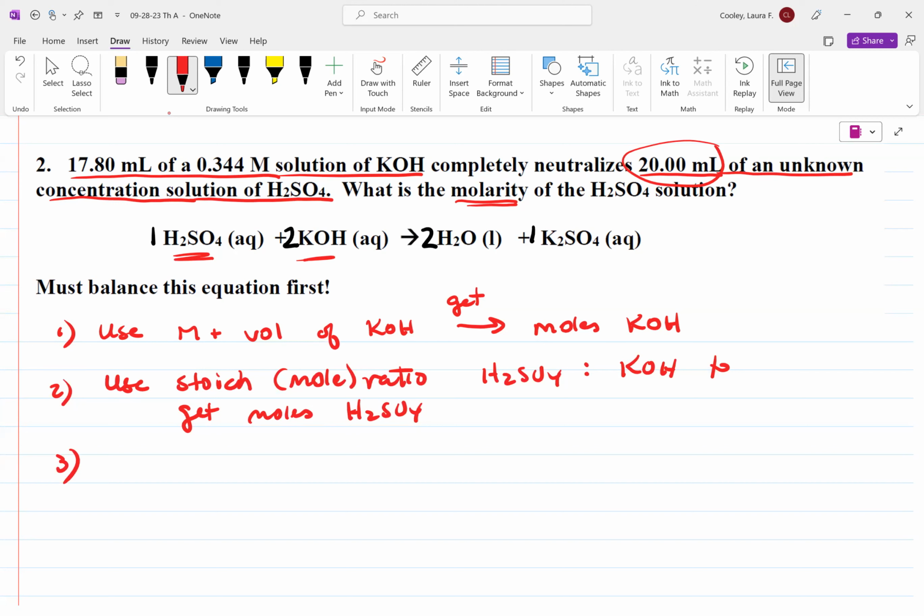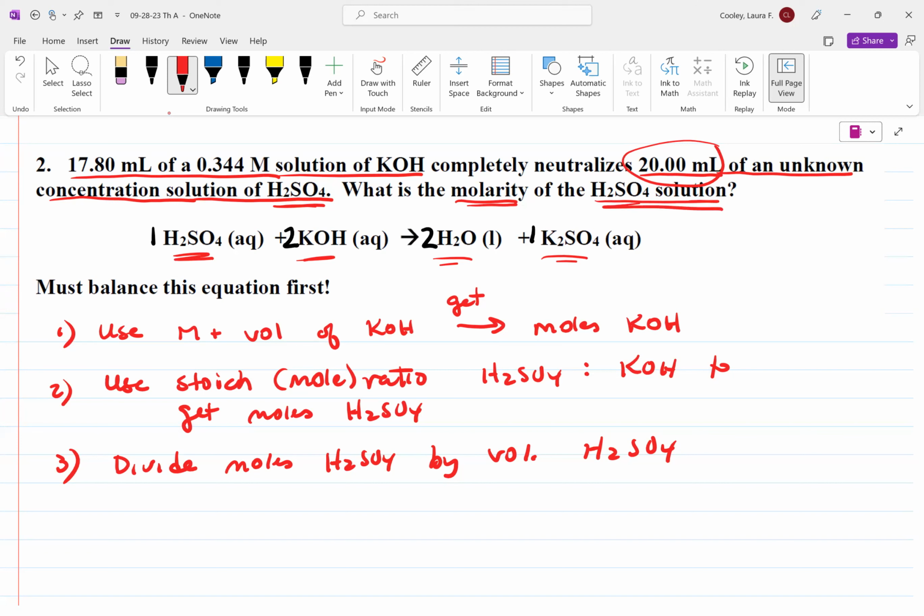Once you have the moles of H2SO4, what are you going to do to get the molarity of the original H2SO4 solution? You're going to divide the moles of H2SO4 by the volume of H2SO4. Now, this is where they actually want to know the original concentration of the H2SO4, right? At the end of this reaction, there is no H2SO4 and there is no KOH. They've completely reacted away. And what you have is this compound and water.